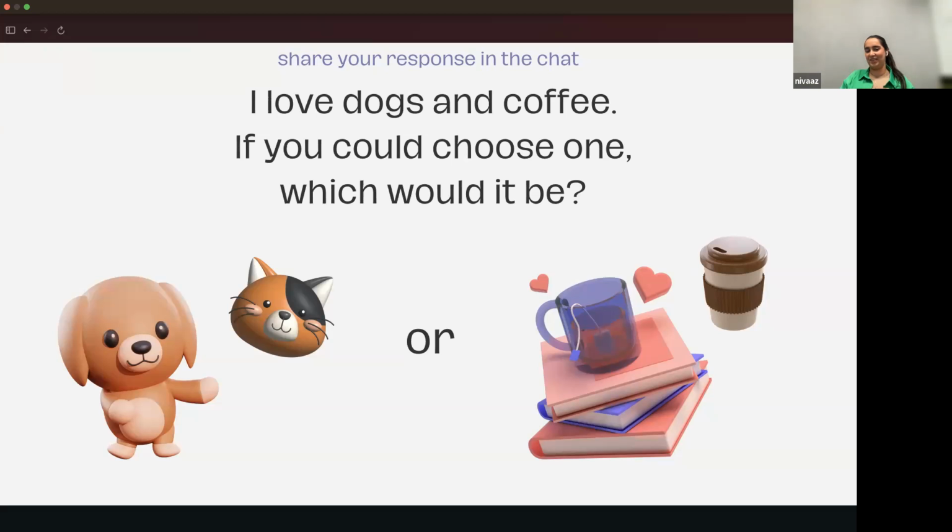I love dogs and coffee, so it's definitely a really tricky one. I'd probably go with dogs. My dogs in particular are very soft and cuddly. Come on, guys, we need some action in the chat.